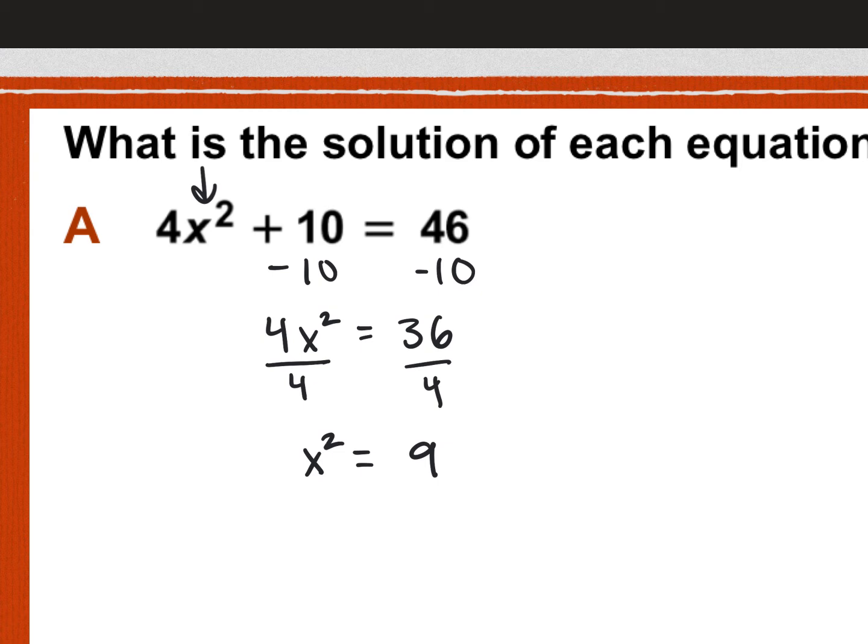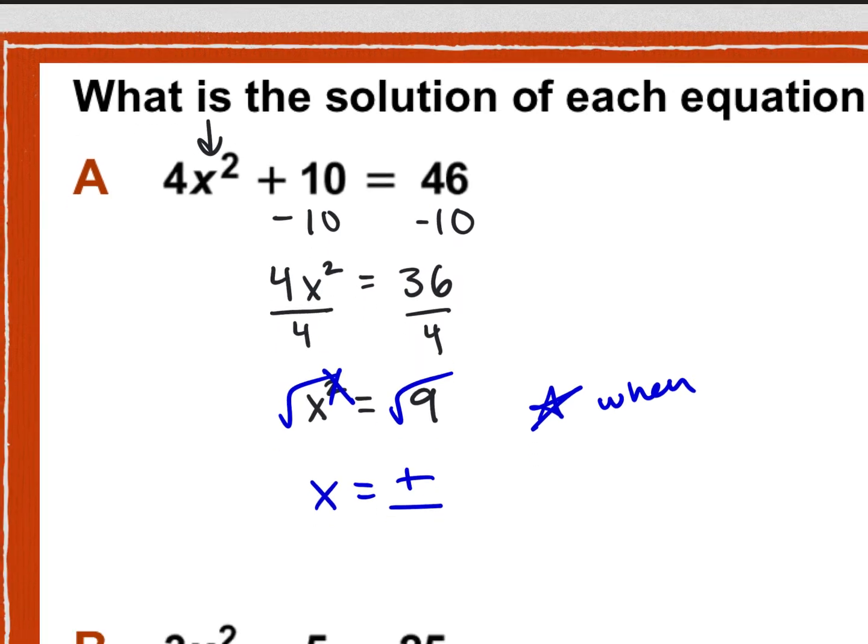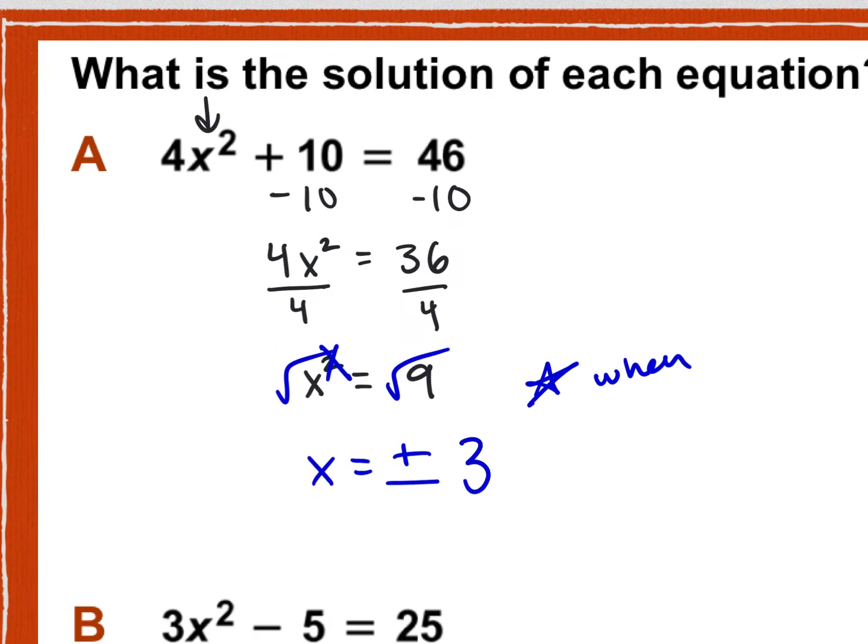The opposite of squared is the square root. So I would take the square root of both sides. That gets rid of the squared there. So I have x is equal to, anytime you take the square root of both sides, you need plus or minus. And what's the square root of 9? 3. So it would be plus or minus 3.